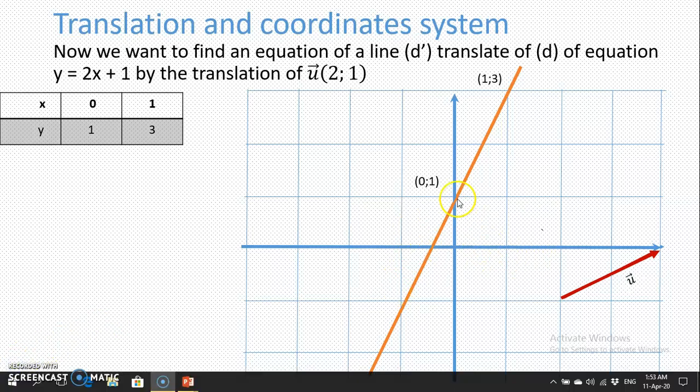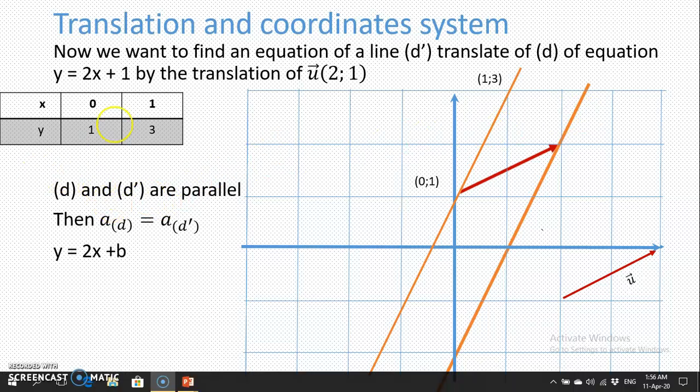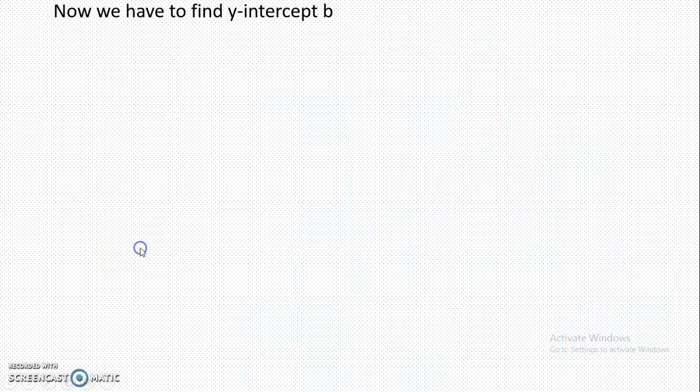Then we're going to take a point like this one, (0, 1), and we're going to draw the translate of this point with respect to the vector u. Okay, D and D prime must be parallel, right? Like this one, and D prime, this one will be the translate of line D. As we can see, D and D prime are parallel. Then slope D equals slope D prime, so y equals x plus b. Now we have to find the value of b, so we need a point that belongs to line D prime.